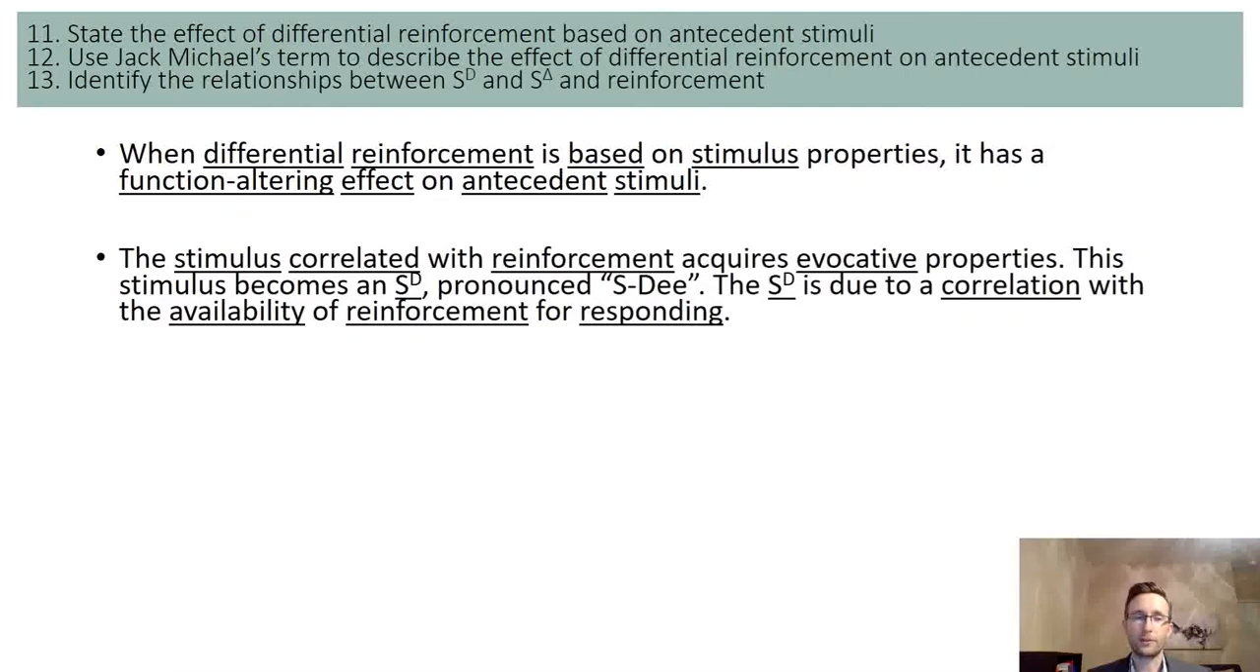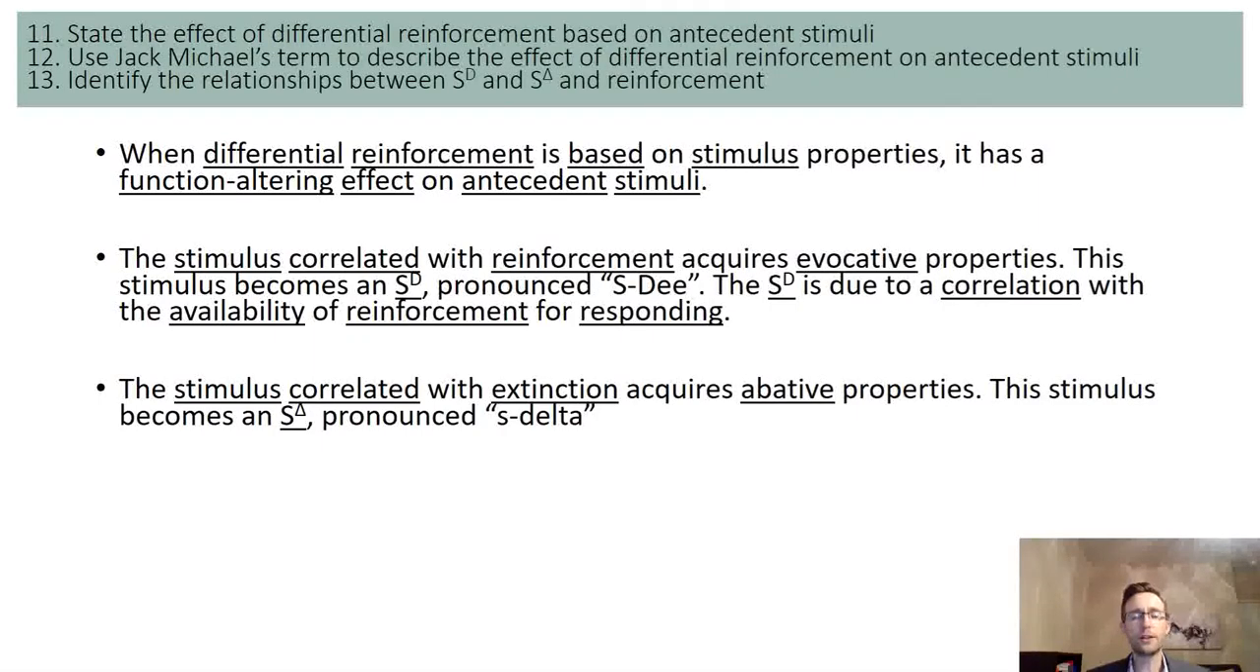based on operant selection. So the stimulus correlated with reinforcement acquires evocative properties. The stimulus becomes an SD. It's pronounced SD. And the SD is due to a correlation with the availability of reinforcement for responding. That's because in the past, in the presence of that stimulus, the reinforcer was produced by the behavior. And in the absence of that stimulus, the reinforcer was not produced by the behavior, or it was far less likely.